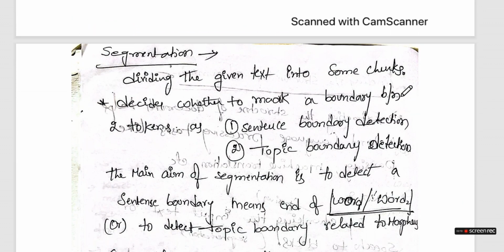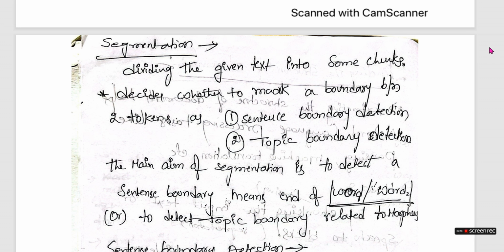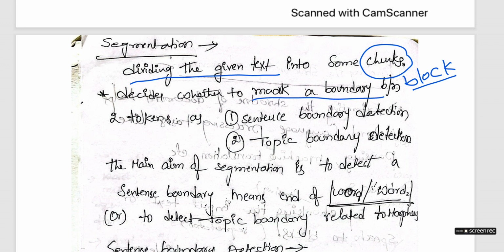So what is segmentation? Segmentation is nothing but dividing the given text into some chunks. Chunks are blocks and small individual units. These chunks decide whether we mark a boundary between two tokens, like a sentence boundary or a topic boundary detection. So we need to know the main aim of segmentation.